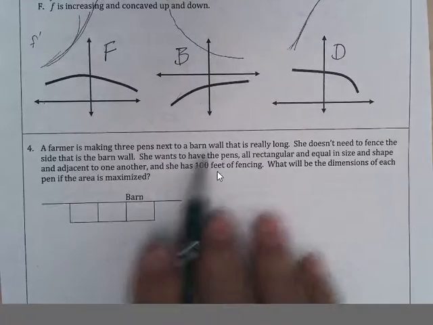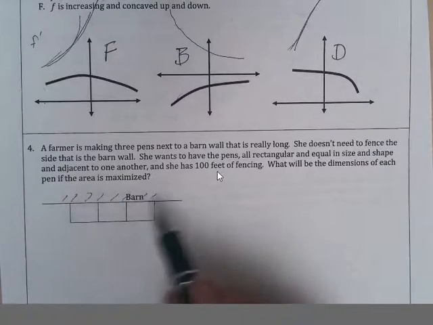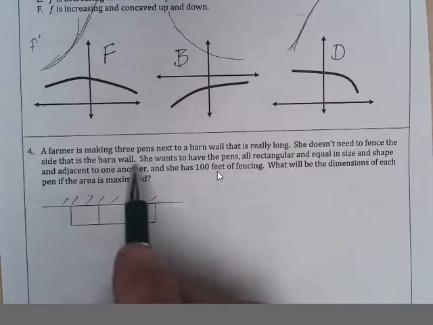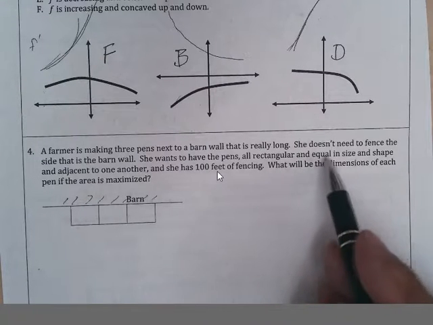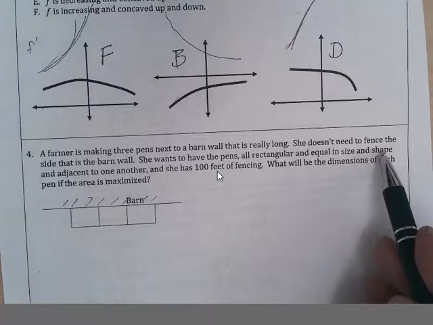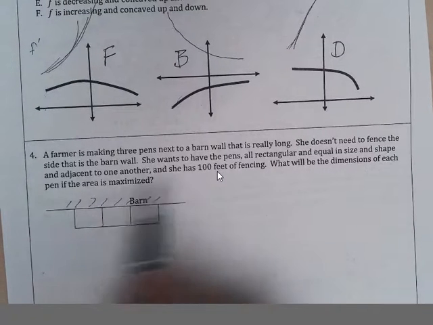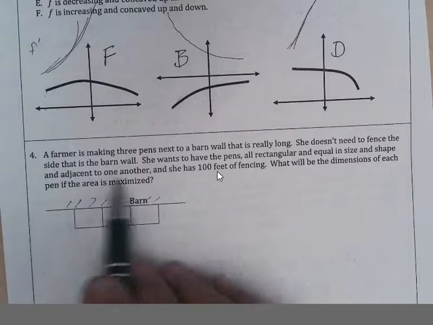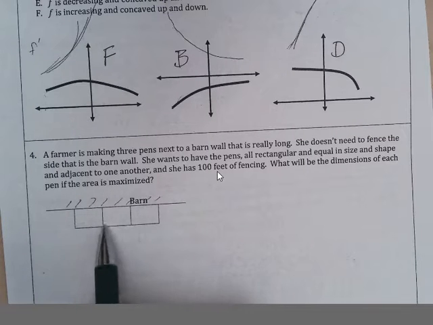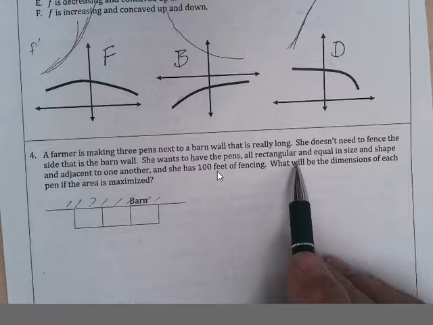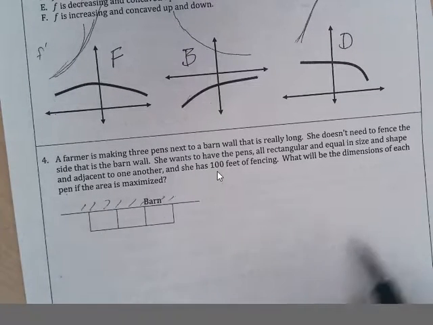A farmer is making 3 pens next to a barn, doesn't need to put fence on the barn side. She'll want pens all rectangular and equal in size and shape. So they're equal, they're similar pens. And she has 100 feet of fencing to fence this, this, this, and that, and that. What will be the dimensions of each pen if the area is maximized?